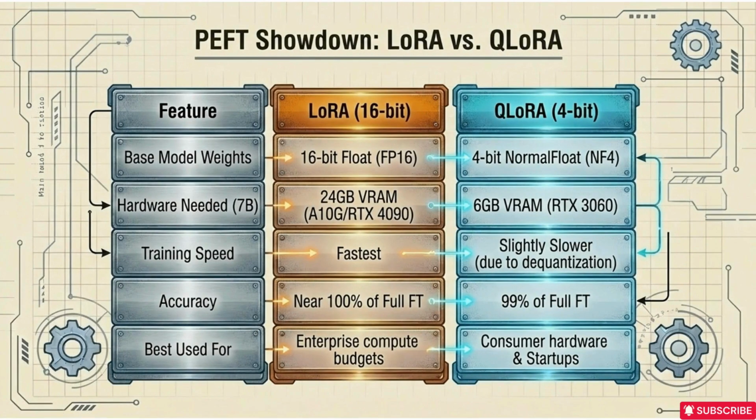LoRA and QLoRA are very similar, but the key difference is memory usage. LoRA usually needs more GPU memory because the base model is loaded in higher precision. QLoRA reduces memory by loading the base model in 4-bit. LoRA may be slightly faster and simpler when you have enough GPU power. QLoRA is better when you want to fine-tune a large model using limited hardware. For most beginner and budget-friendly projects, QLoRA is usually the first choice.